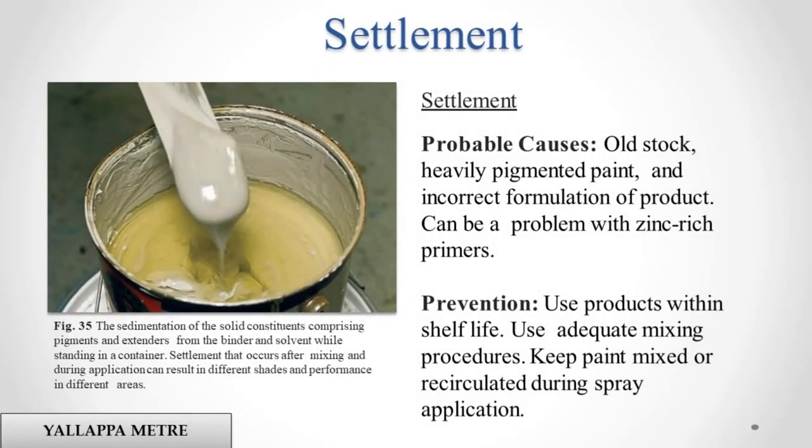Settlement. Probable causes: old stock, heavily pigmented paint, and incorrect formulation of product. Can be a problem with zinc-rich primers. Prevention: use products within shelf life. Use adequate mixing procedures. Keep paint mixed or recirculated during spray application.